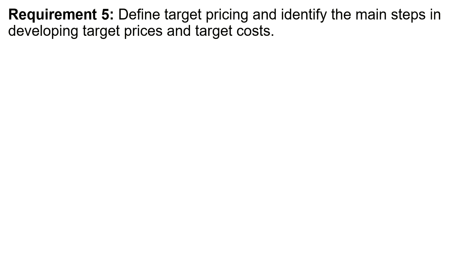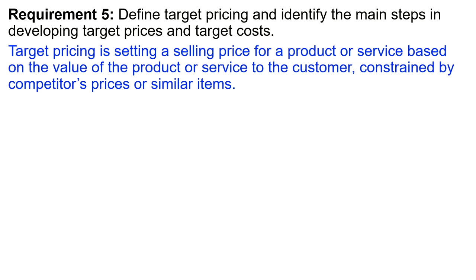So, continuing to requirement number 5, define target pricing and identify the main steps in developing target prices and target costs. Now, this is one that after we define target pricing, which we can do, the main steps, everybody's is going to be a little bit different. You want to probably have 4 or 5 steps in terms of what it is that you're doing, but it's unlikely that your steps are going to be exactly what they have here. But we start with target pricing is setting a selling price for a product or service based on the value of the product or service to the customer, constrained by competitors' prices or similar items. Okay?